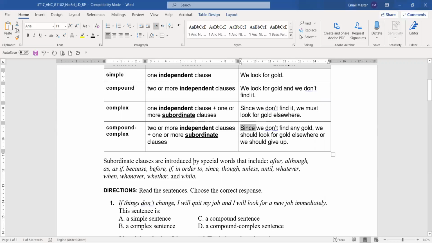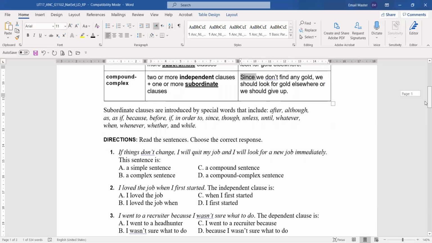So the list is here, but it's not limited to this one, of course. If you see one of these words at the beginning of the sentence or in the sentence, that means this makes a complex sentence. If you see or, and, but, so, yet, nor, FANBOYS, then they make a compound sentence. So let's look at the sentences here.